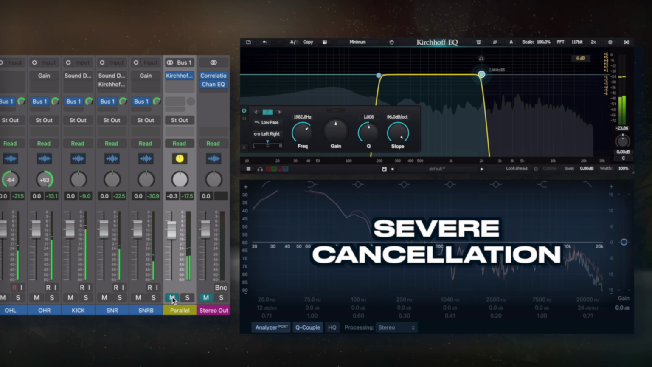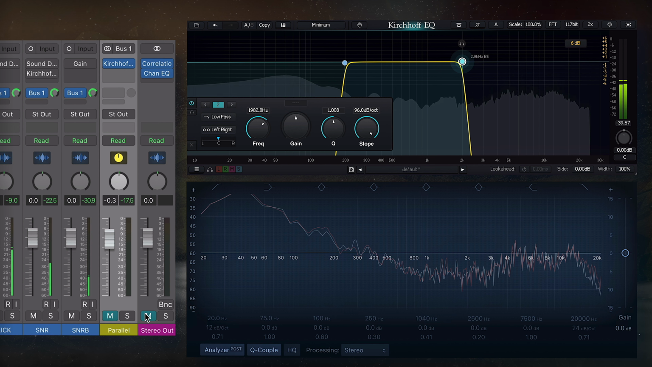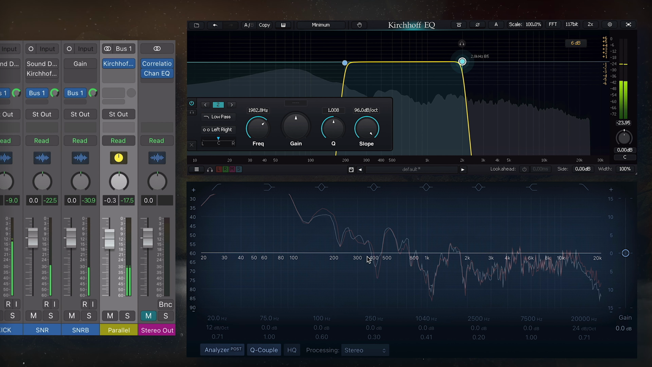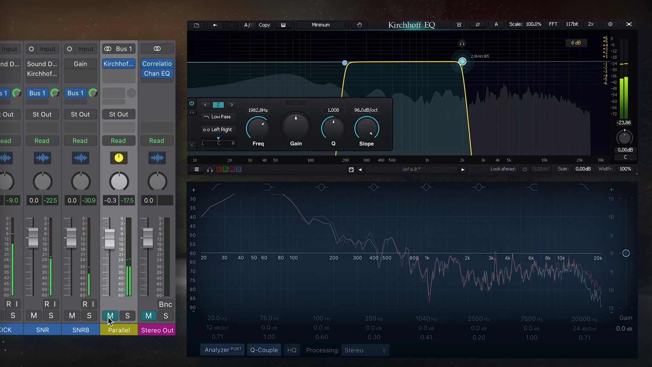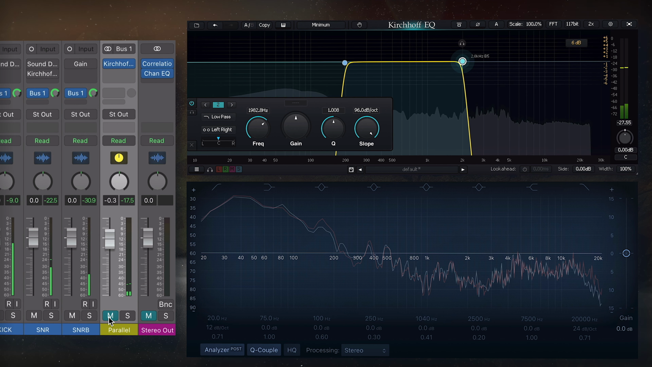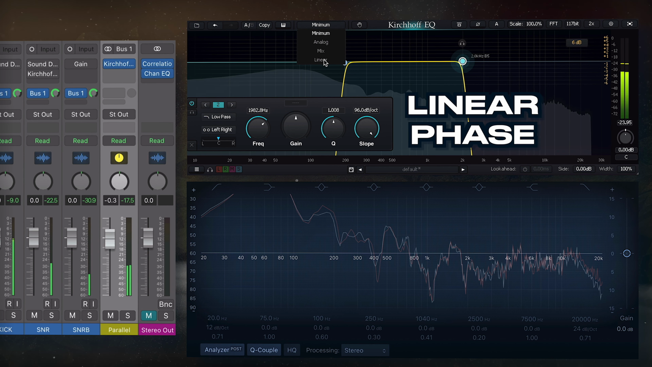Notice that when we observe the output, or the combination of the original signal and the parallel process signal, we have huge notch filters at the cutoffs, which makes sense because these filters are where we're seeing large changes to the phase rotation. Again, the remedy for this is avoiding phase rotation by using a linear phase EQ.